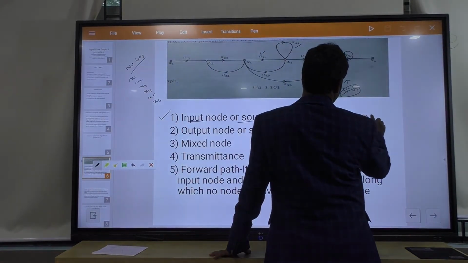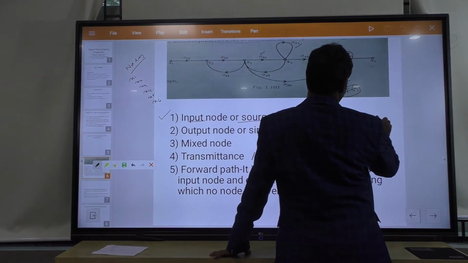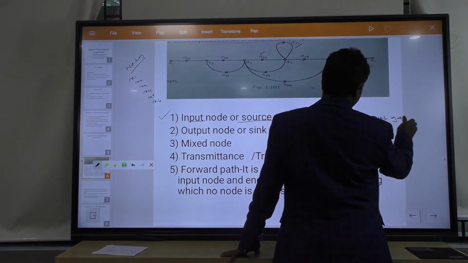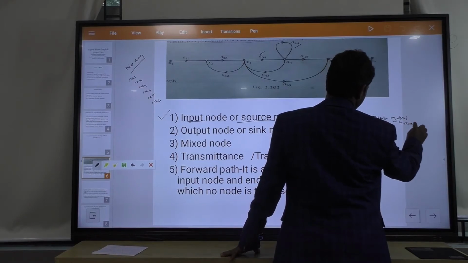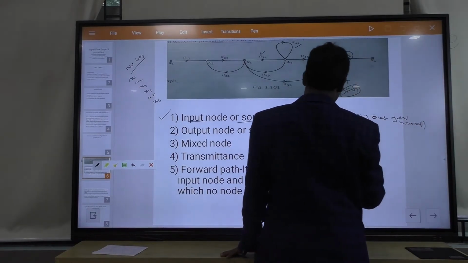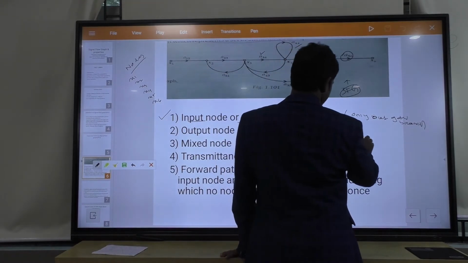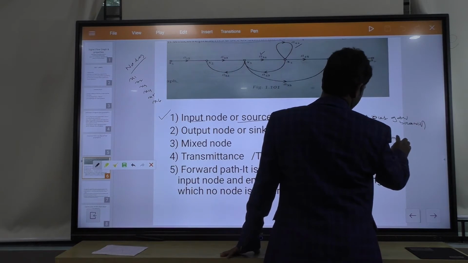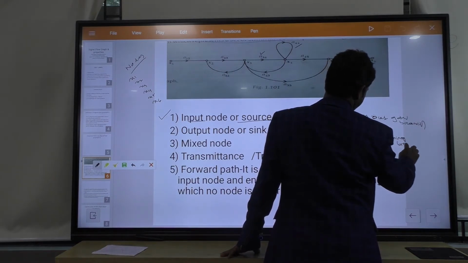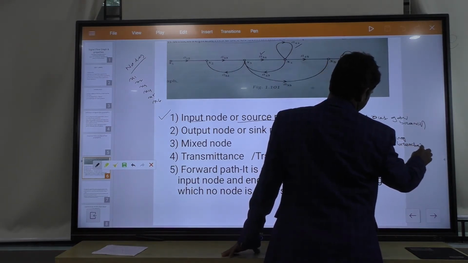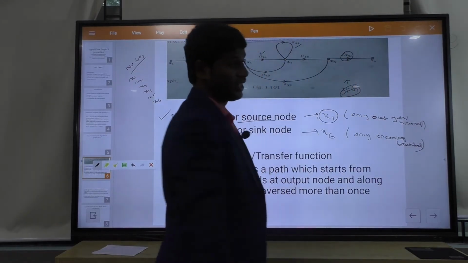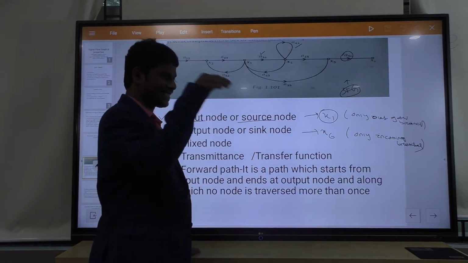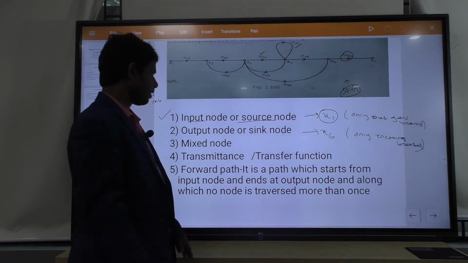Input node has only outgoing branches. Then output node has only incoming branches. That is the output node or sink node. Sink: the signal ends here. Okay.